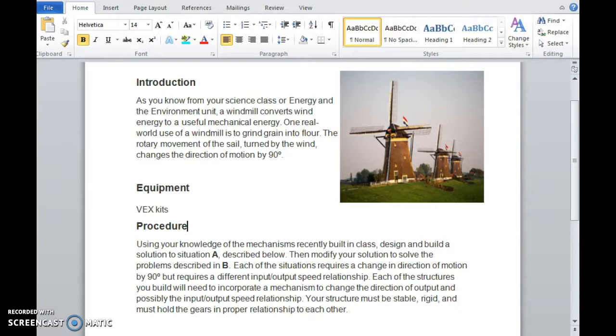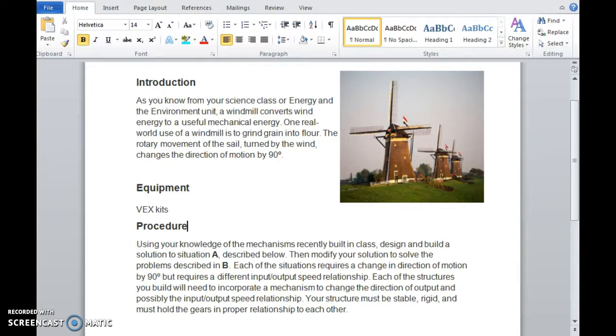The procedure goes as follows. Using your knowledge of the mechanisms recently built in class, design and build a solution to situation A described below. Then modify your solution to solve the problems described in B. Each of the situations requires a change in direction of motion by 90 degrees, but requires a different input-output speed relationship. Each of the structures you build will need to incorporate a mechanism to change the direction of output and possibly the input-output speed relationship.